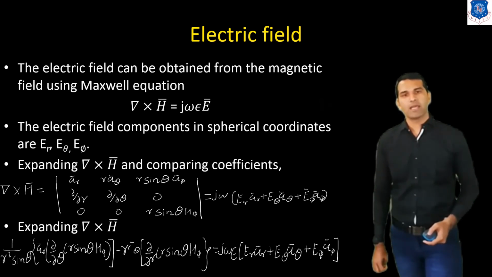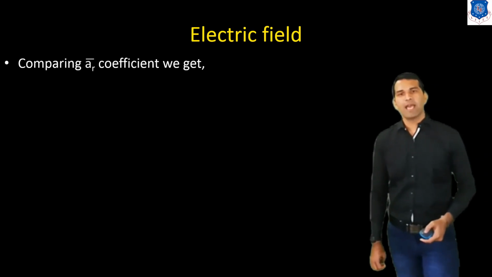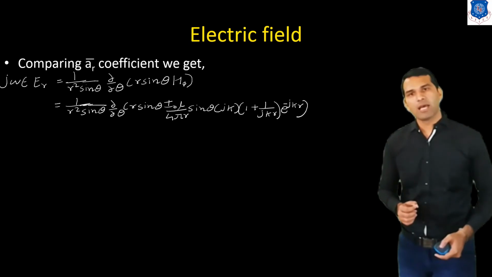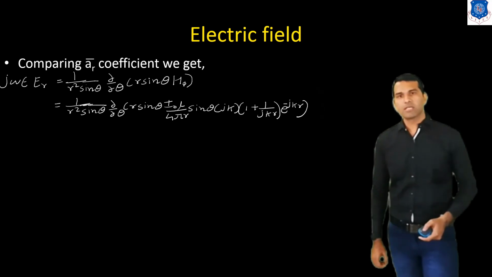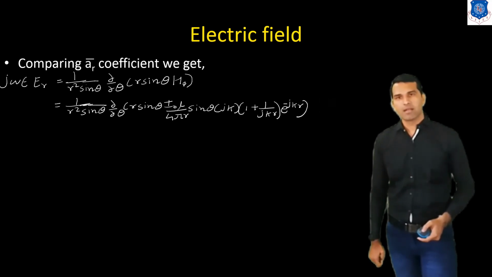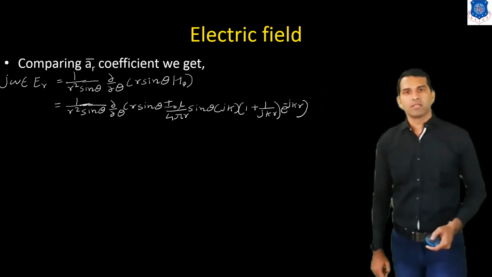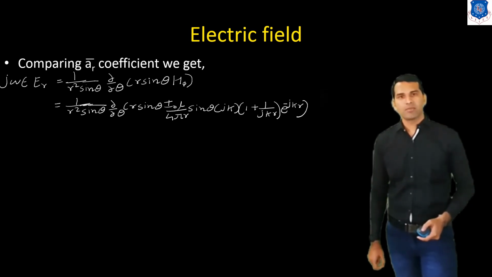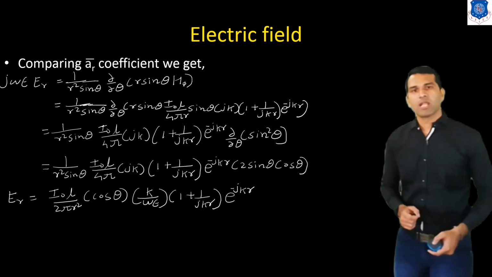Comparing the a_r coefficient, we get j omega epsilon E_r is equal to 1 upon r square sin theta del by del theta (r sin theta H_phi). Now when we solve this equation, we put the value of H_phi: I0 L upon 4 pi r sin theta, times jk, times (1 plus 1 upon jkr) e raised to minus jkr.